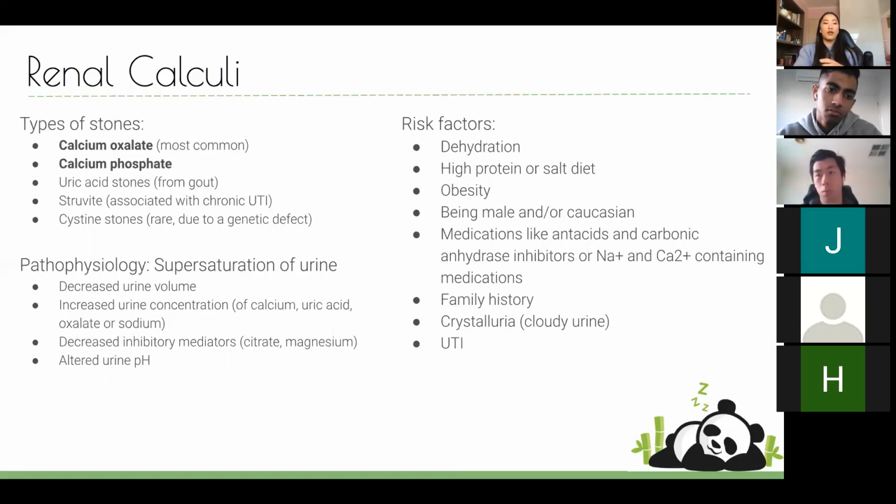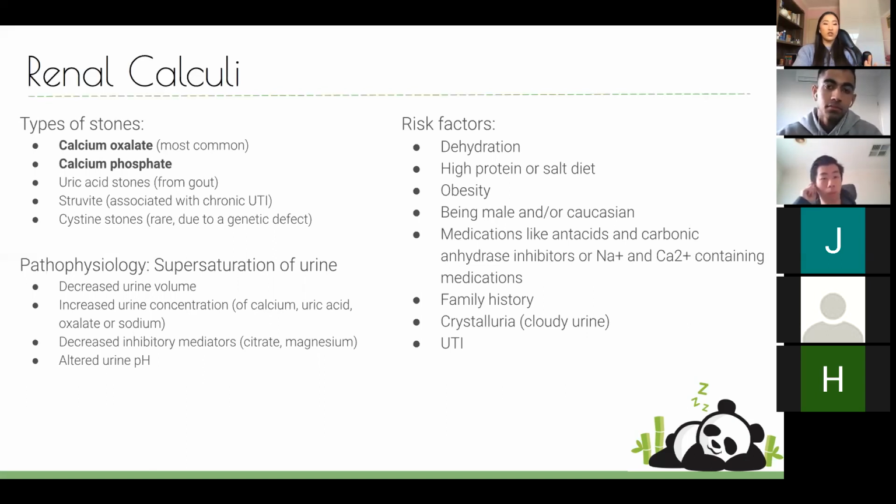And that's if they have systemic gout. So if they have high uric acid levels throughout the body, then they're also going to have high uric acid levels in their urine, and that can precipitate out as a stone. If someone has chronic or recurrent UTIs, you can get something called a struvite stone.